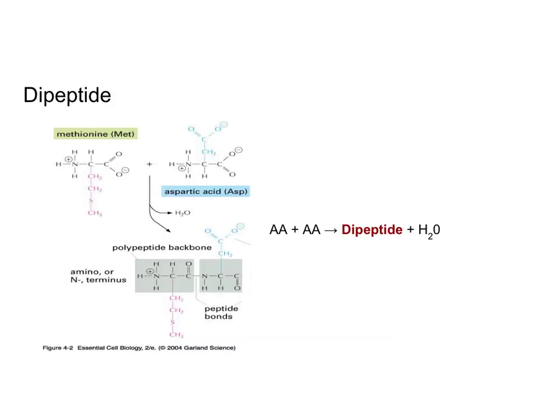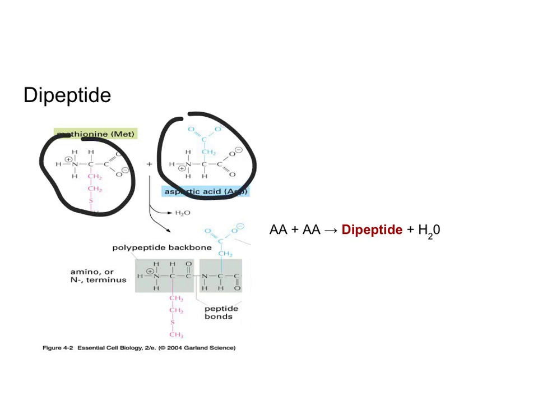Okay, so here's another example of what we just looked at. You can see here's my 2 amino acids right here and right here. I'm doing dehydration synthesis to remove the water, and then I link those 2 together to form a peptide bond right there, and here's my dipeptide.